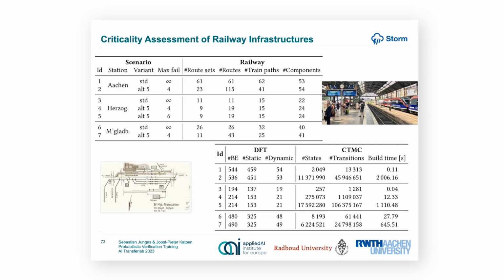Now if you generate the state space, and look at the size of the stochastic process that you need to analyze, these are the statistics in the three columns in the bottom left table: the number of states, the number of transitions, and the amount of time in seconds that Storm needs to build these models. You see, for instance, that the model with 11 million states and 45 million transitions, which is the largest scenario of Aachen railway station, took about 2,000 seconds to build. Similarly, the model of Herzogenrath with 17 million states took about 1,000 seconds.